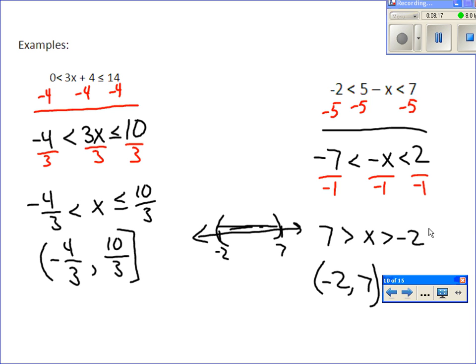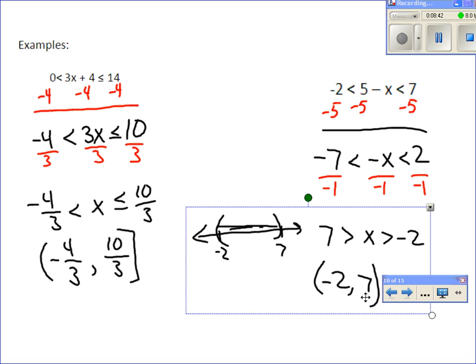It might help to do this on a number line just to see what's happening. We've got negative 2, we've got 7. We want the arrows pointing away from the 7 towards the x, so x is smaller than 7, but x is larger than negative 2, so it's the numbers in between, from negative 2 to 7. So that gives us the interval from negative 2 to 7 for a final solution. And again, notice we're writing this smallest to largest, left to right.